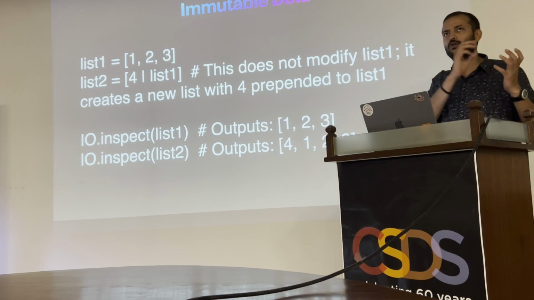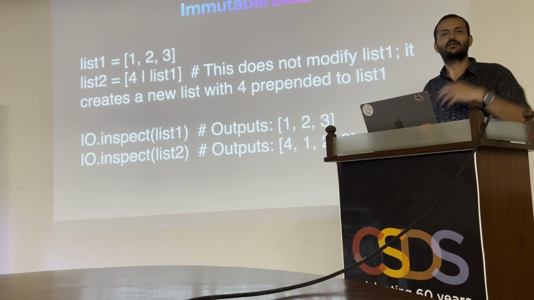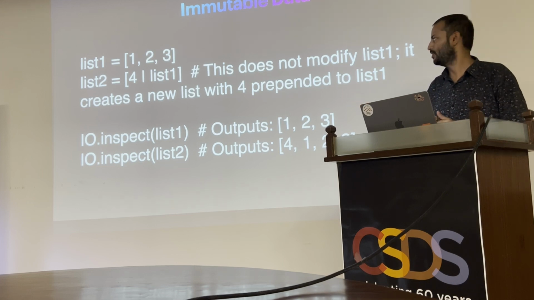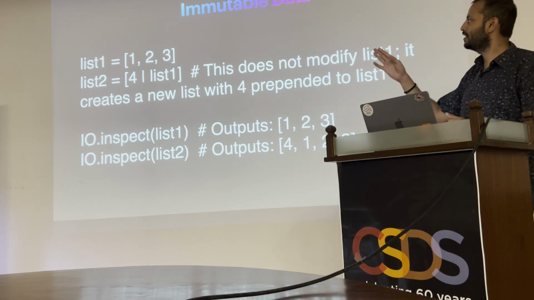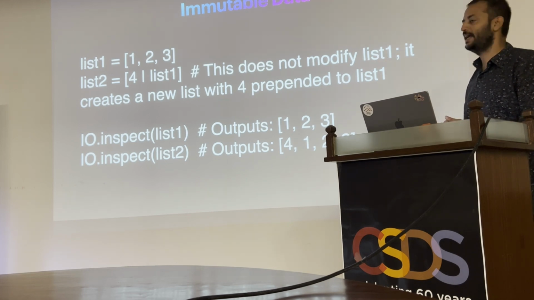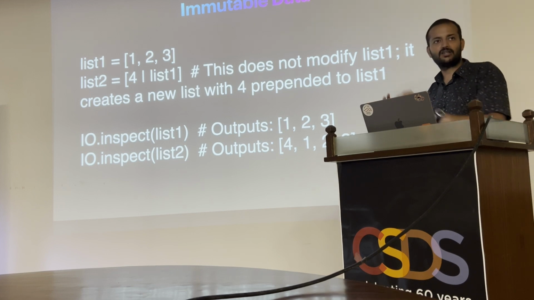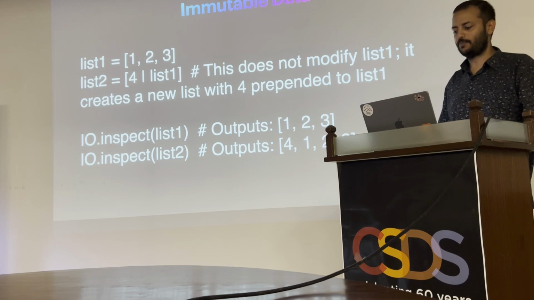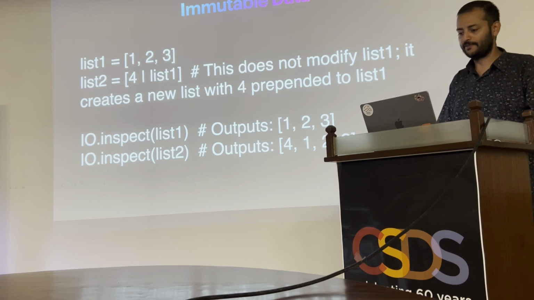And this word consing has also continued in the SDLC across industries, starting from Lisp. So as you can read clearly, it appends 4 to the head of this particular list, but it doesn't necessarily change that list. It essentially creates a new copy of it. And that's pretty much what we mean by immutable data.